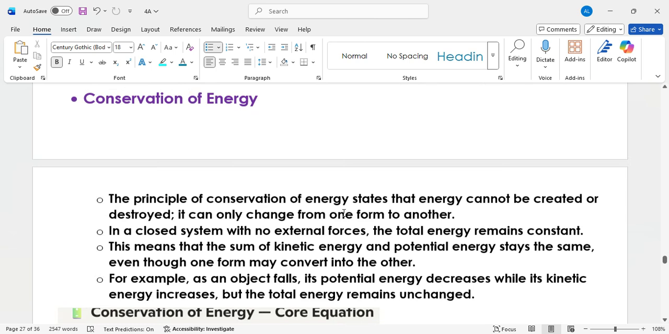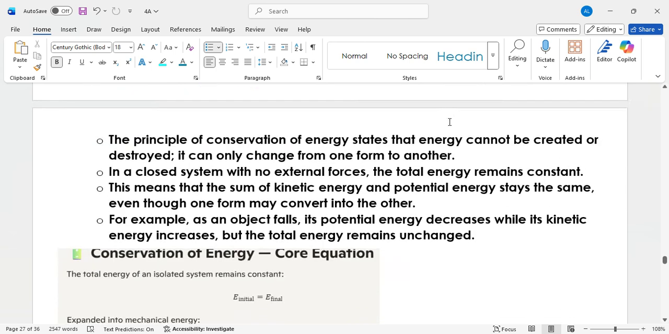Conservation of energy. The principle of conservation of energy states energy cannot be created or destroyed. It can only change from one form to another in a closed system with no external forces. The total energy remains constant. This means that the sum of KE and PE stays the same even though one form may convert into another, right? So they stay the same in a closed system.